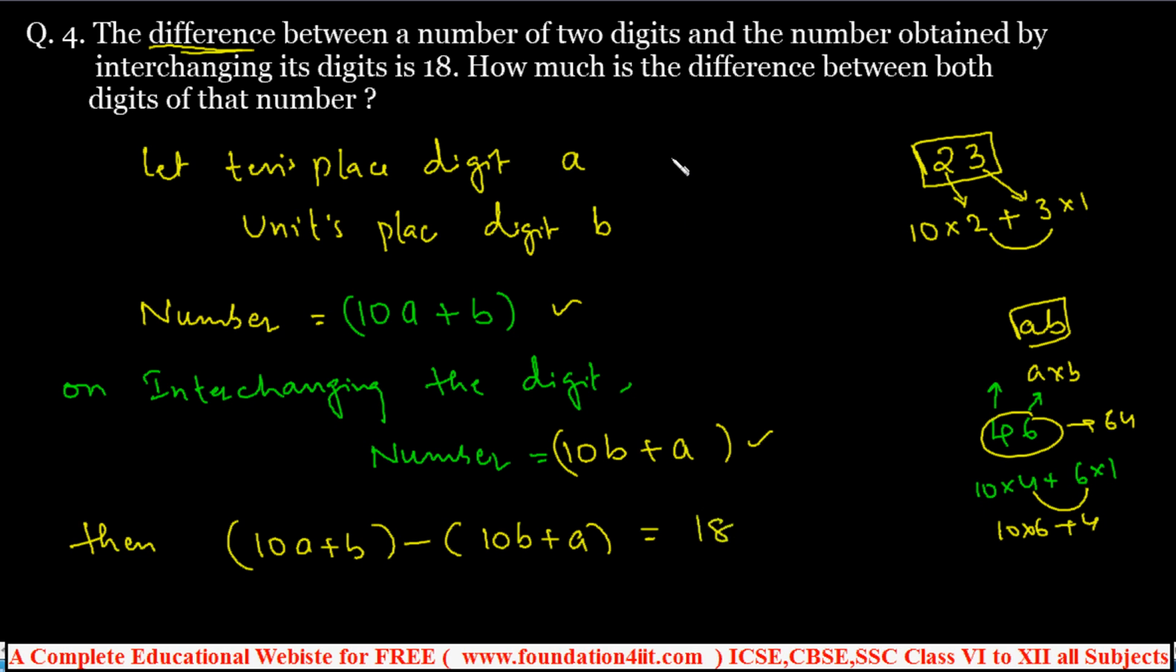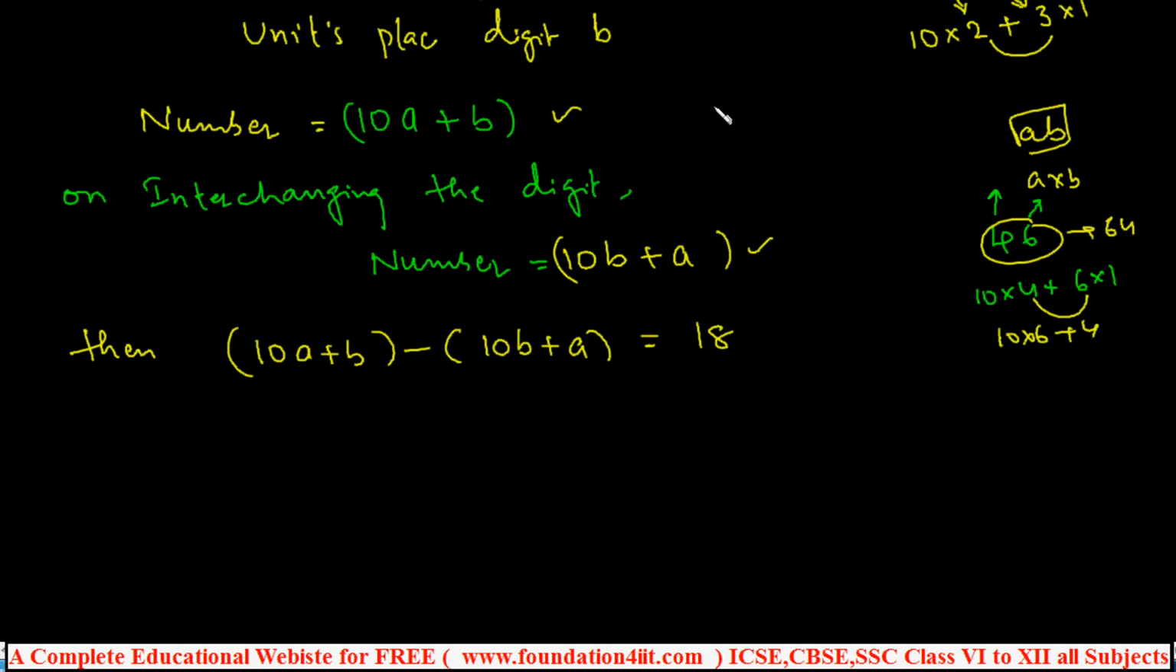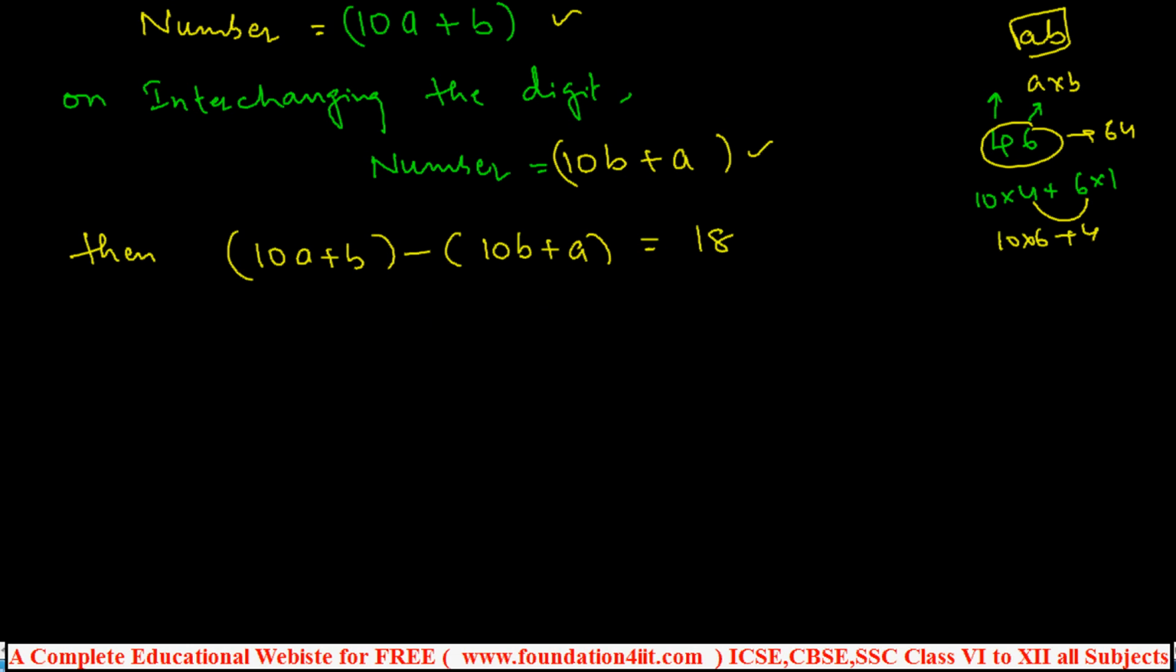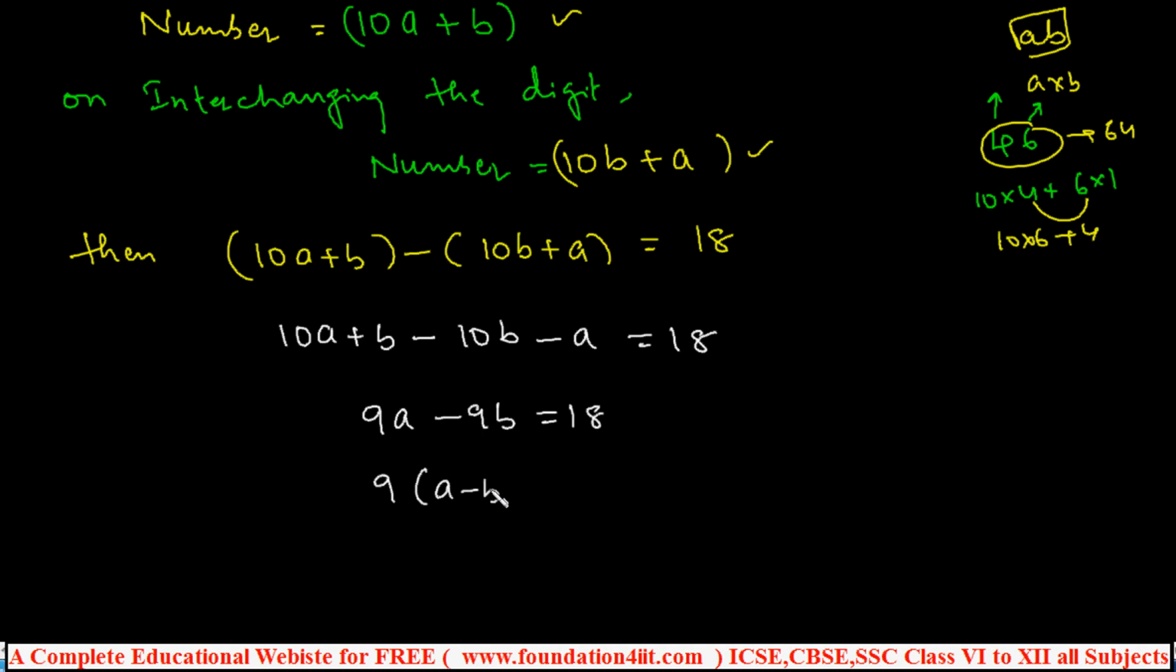We need to find out A minus B, because they asked for the difference between the digits. If you can calculate this, you'll get the answer. Take 10A plus B minus 10B minus A is equal to 18. 10A minus A is 9A, plus B minus 10B is minus 9B, equal to 18. Take 9 common: A minus B is equal to 18. Then A minus B is equal to 18 divided by 9, that is equal to 2. So the difference between the digits is 2, right?